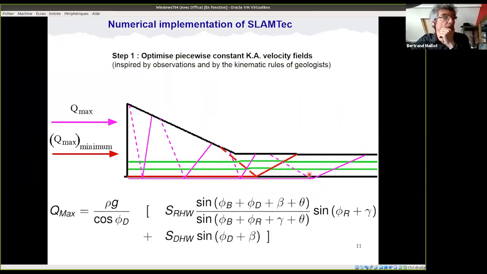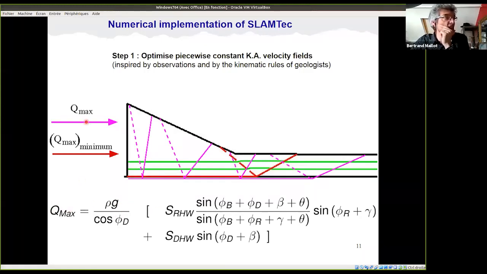If we assume a kinematic field like this, it's rather simple to calculate analytically the upper bound, the Qmax, associated with that. You see the parameters: the bulk friction, the detachment friction, beta is the angle of the base, this is zero here. Gamma and theta are the angles of these two folds. Phi R is the friction angle on the ramp here. And then you have rho g, and that's it. You can compute the Qmax.